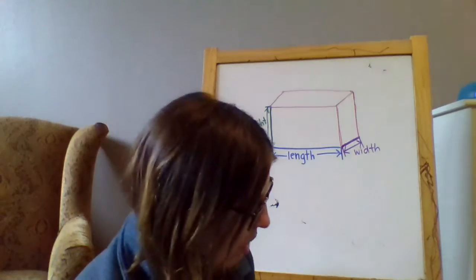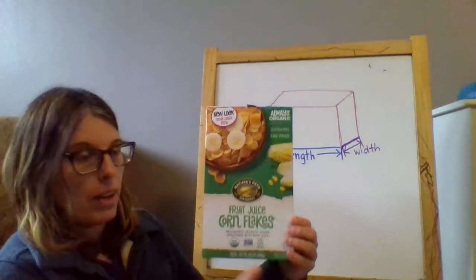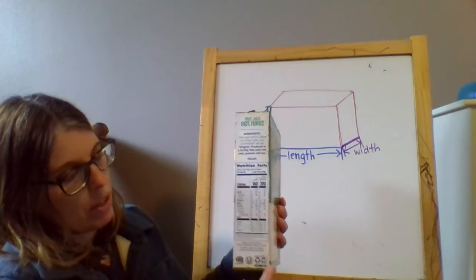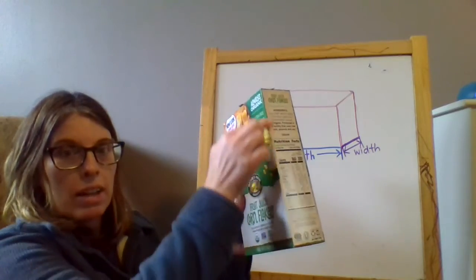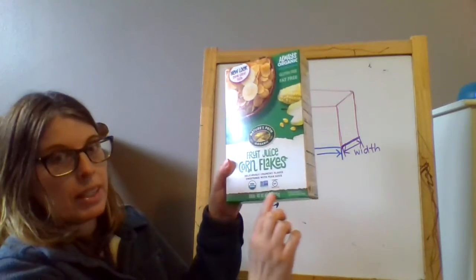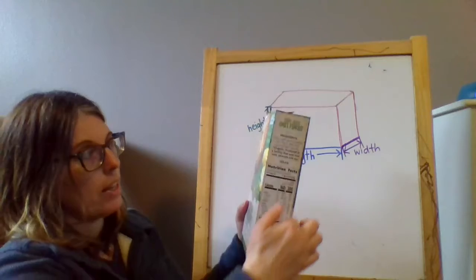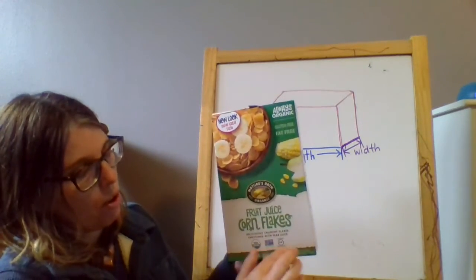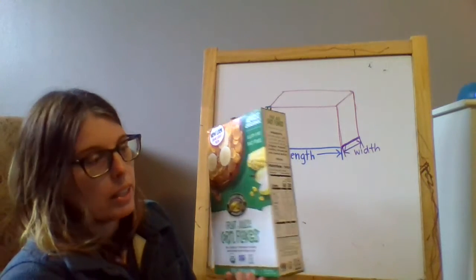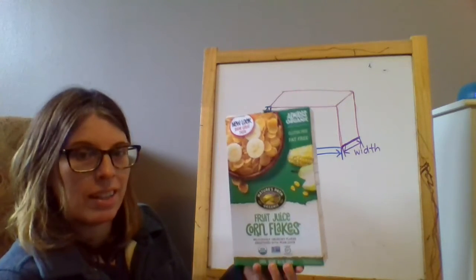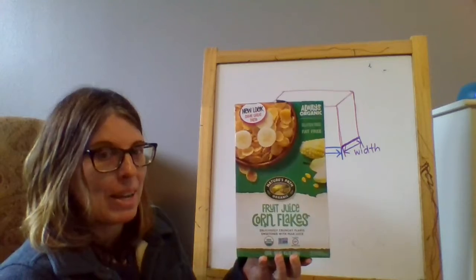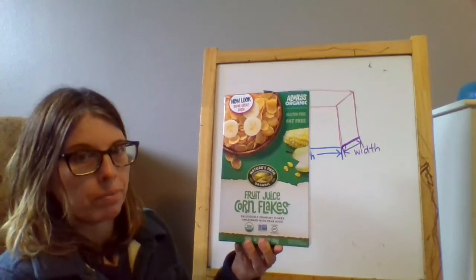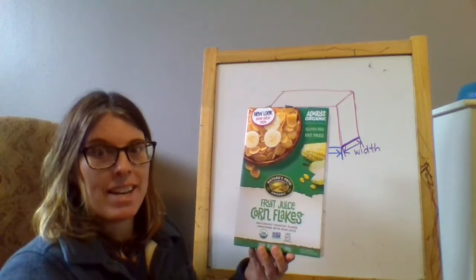So let me show you on my cereal box. There's different lengths. If you measure this, you can measure this, and you can measure this. So there's this side, and this side. Does anybody know what you might call some of those? Like, what would you call this, or this, or this? Okay, I'm going to tell you 3 words, and let's see if you can figure out which is which. There's length, width, and height.